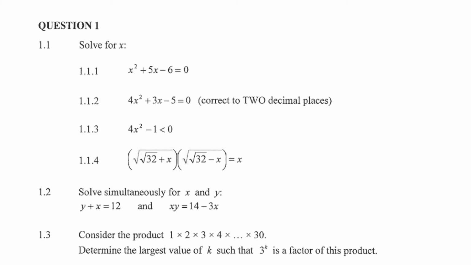1.1.2, we have another quadratic equation, and that equation is 4x squared plus 3x minus 5 equal to 0. In order to solve this equation, we also have to factorize. And to factorize this type of quadratic equation, we have to multiply the coefficient of x squared and the constant. So that means it's 4 and 5.